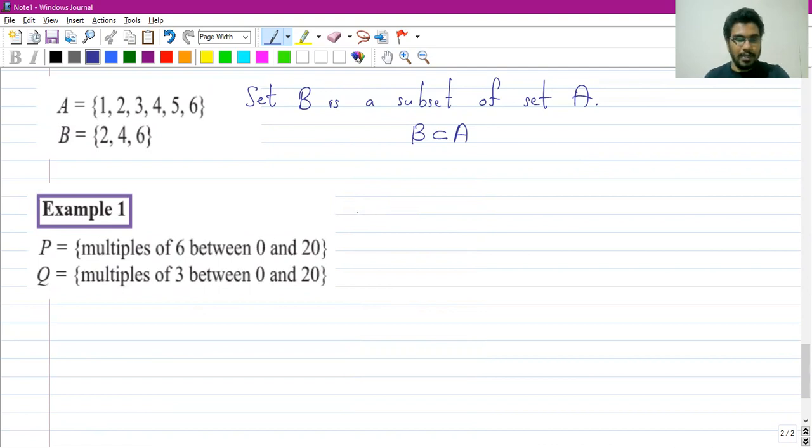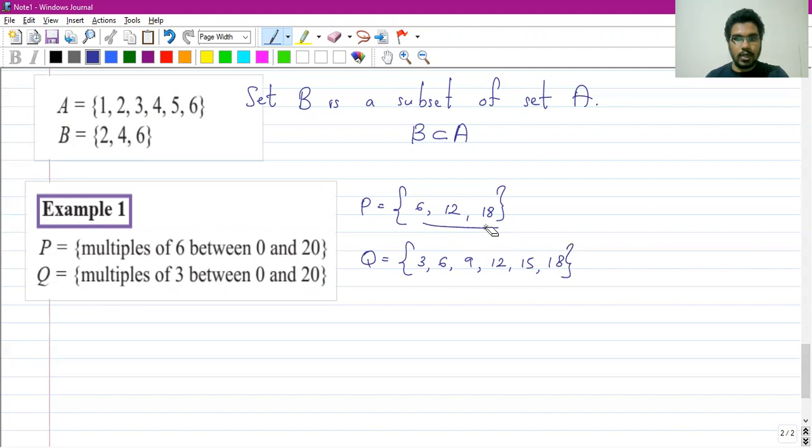Yes. P and Q. P is equal to multiples of 6 between 0 and 20. So we can say 6, 12 and 18. And also Q. Q is equal to multiples of 3 between 0 and 20. So we can say 3, 6, 9, 12, 15 and 18. Yes. So we can see here 6, 12 and 18.